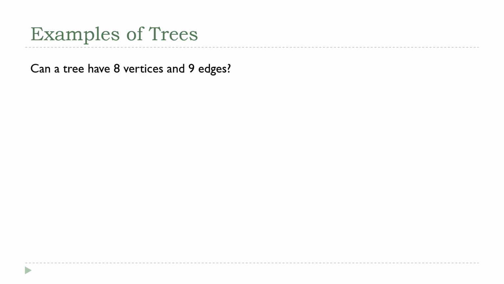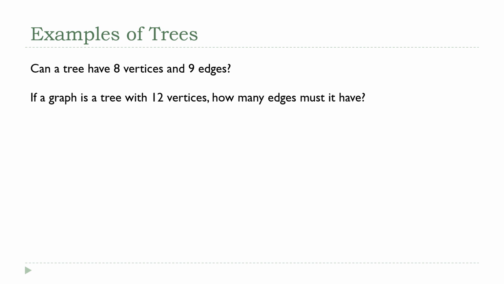Can a tree have 8 vertices and 9 edges? Well, the number of edges has to be 1 less than the vertices, which means if this thing has 8 vertices, to be a tree, it has to have 7 edges, not 9. So the answer here would be no. This tree does not exist. Similarly, let's say a graph is a tree with 12 vertices. How many edges must it have? Well, it's going to have 11. That's 12 minus 1.